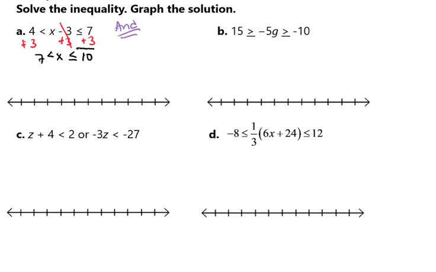So this is our solution. And we're going to graph that at the numbers 7, then we can go 8, 9, and then there's 10. We don't need to do all of the numbers if we don't want to, just so that we have the general idea. So we're going to have an open circle at 7 and a closed circle at 10, and then our points are going to be connected.